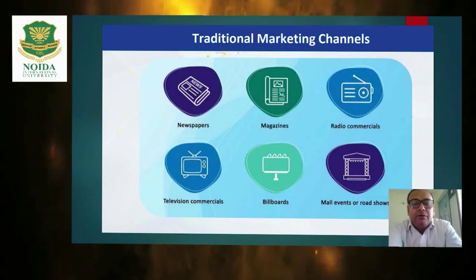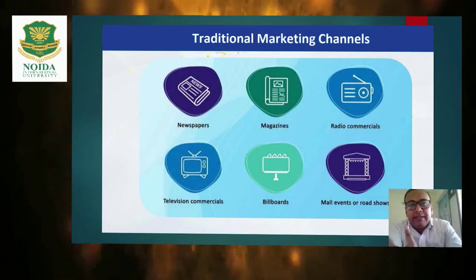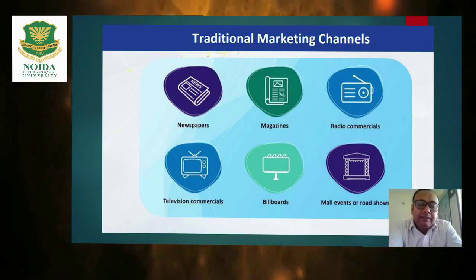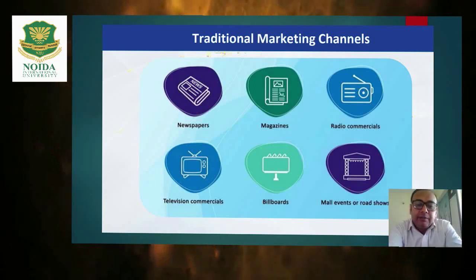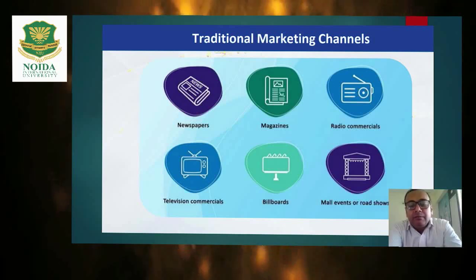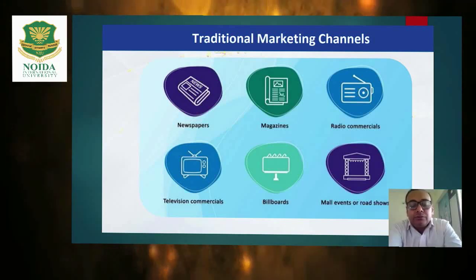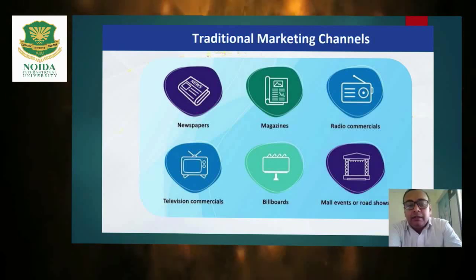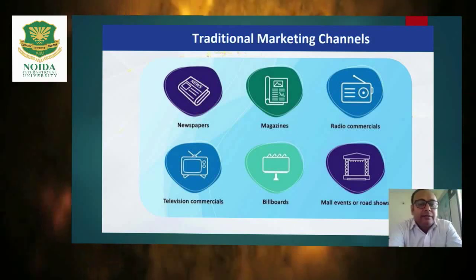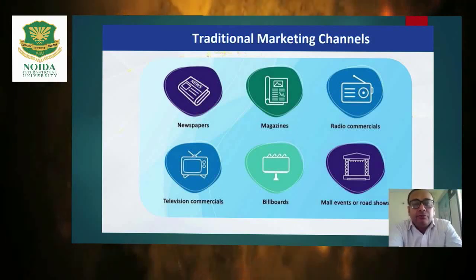If we talk about the basic traditional marketing channels, we can say they are newspapers, magazines, radio commercials, television commercials, billboards, mall events, or road shows. When it comes to the newspaper, we have observed for a very long time that newspapers are the most traditional medium of going through to the public.